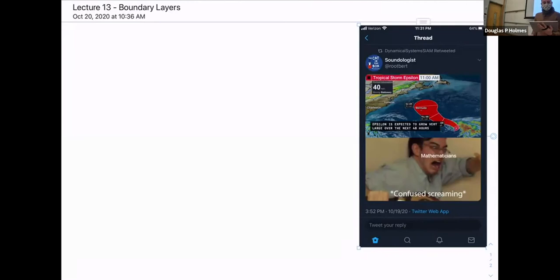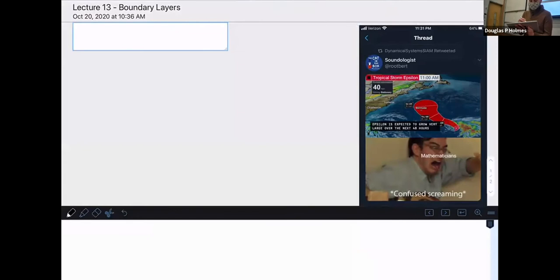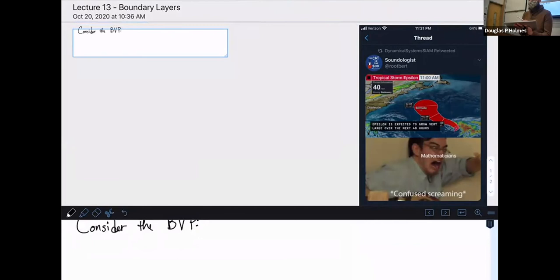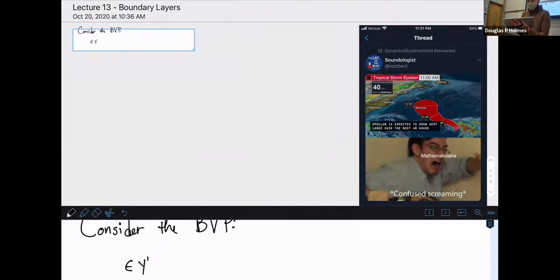All right. So let's talk about boundary layers. To do so, I think this might be our first boundary value problem. So here's the boundary layer problem we're going to look at: epsilon times the second derivative of y plus 2 times y prime plus 2y equals 0. And this is valid over the domain between 0 and 1 for x.